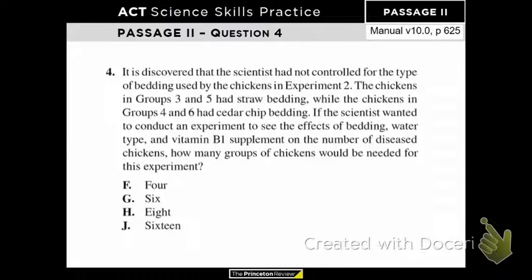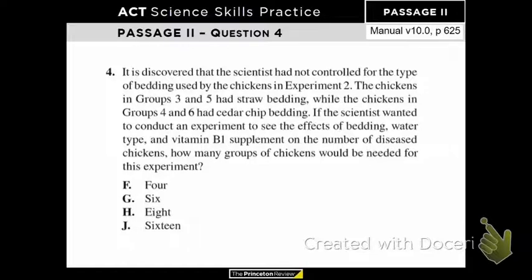Number 4, it's discovered that the scientist had not controlled for the type of bedding used by the chickens in experiment 2. The chickens in groups 3 and 5 had straw bedding, while the chickens in groups 4 and 6 had cedar chip bedding. If the scientist wanted to conduct an experiment to see the effects of bedding, water type, and vitamin B1 supplement on the number of diseased chickens, how many groups of chickens would be needed for this experiment? Okay, so we don't even really need to look at the tables here.